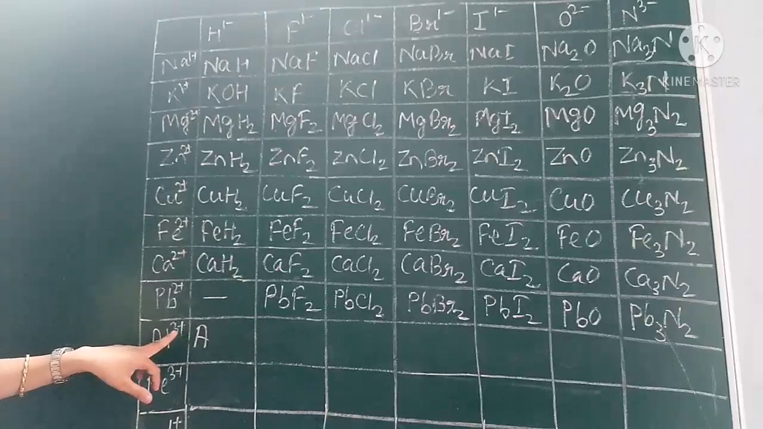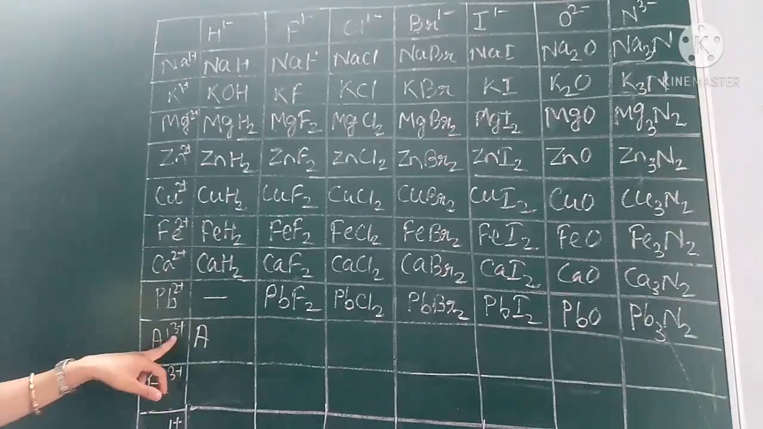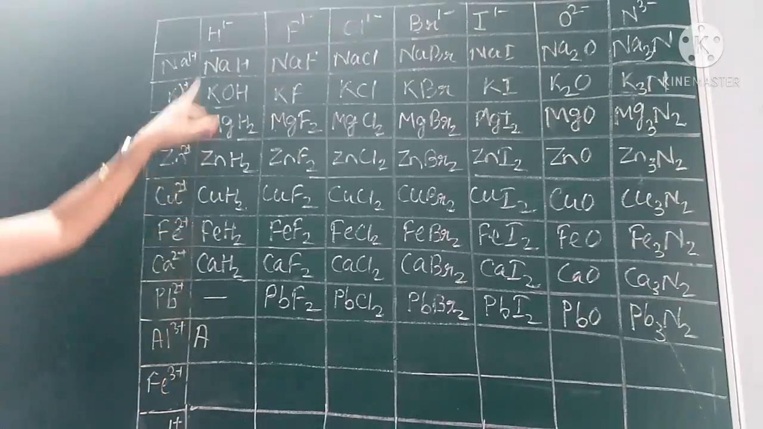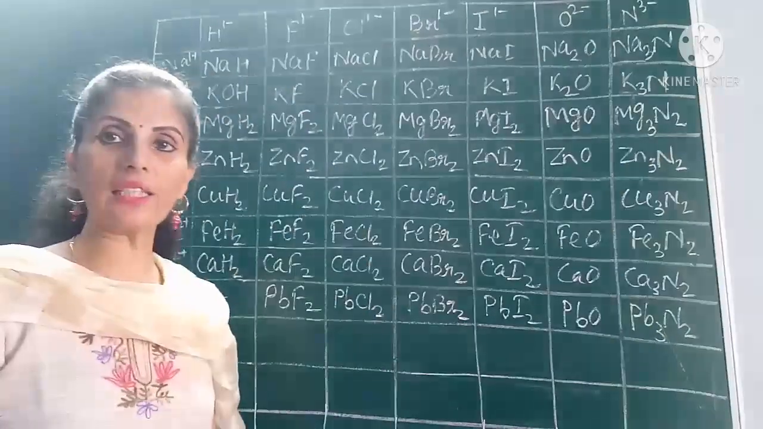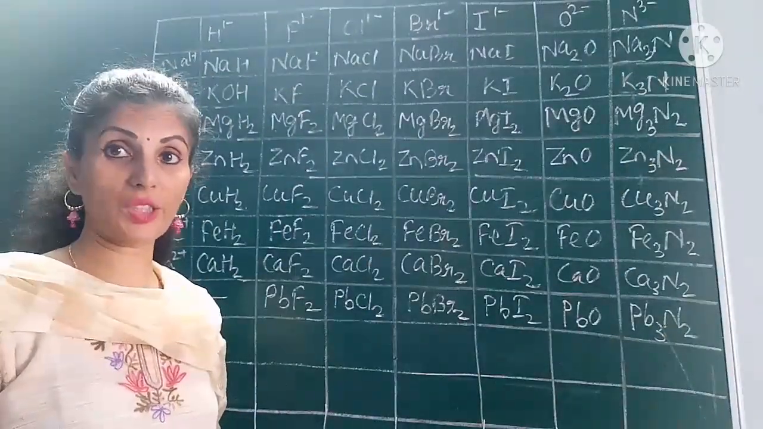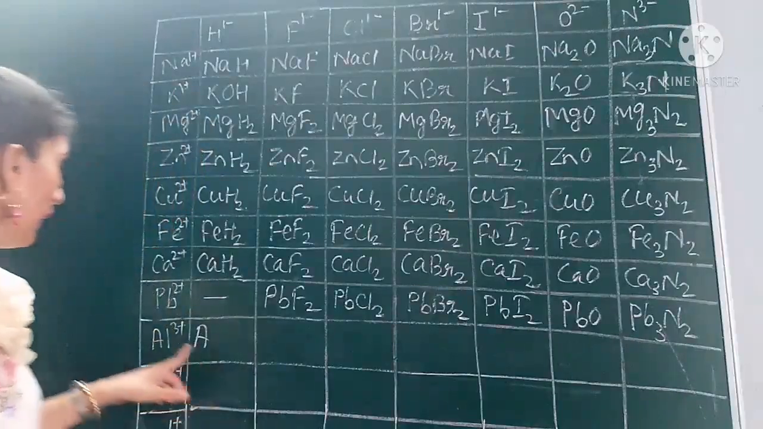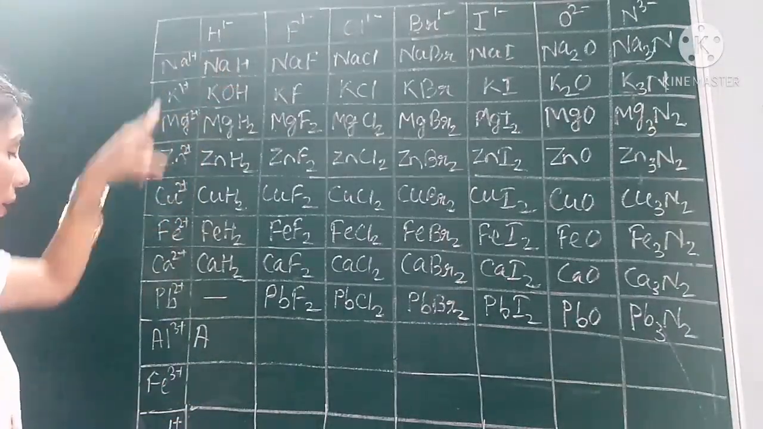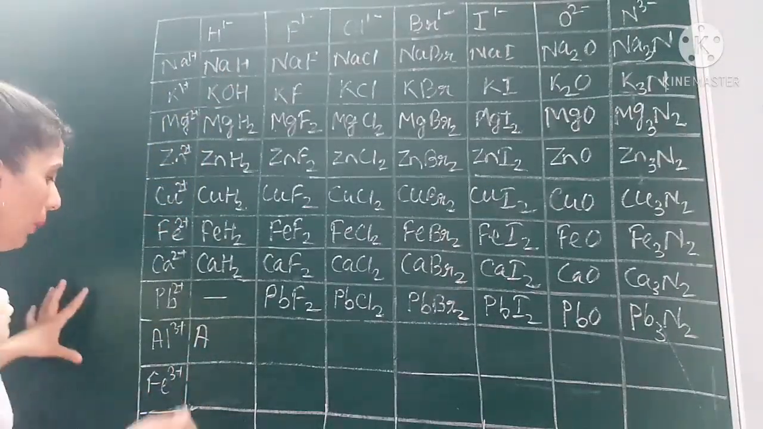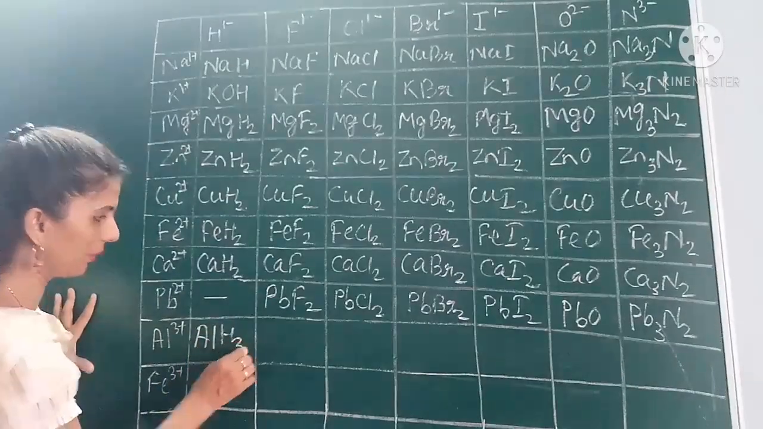Now you can see, this is 3 plus valency I have written, 3 plus and 3 plus. So this 3 plus, this 1 minus, again the valencies are not the same. You have to exchange it. So what will be exchanged? 3 will go to H, 1 will come to Al. So it will become AlH3.